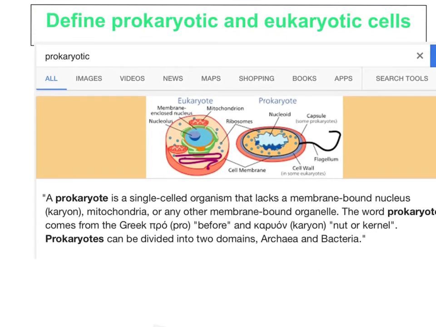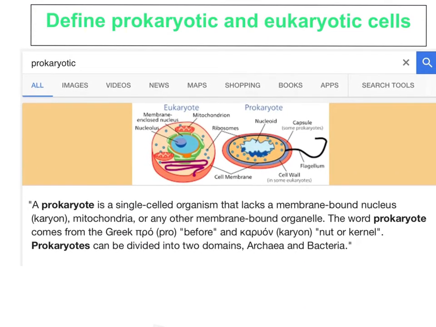Now I want you to have a go at writing your own definition for prokaryotic cells. So read through the definition from Google, pause the video for a sec, and have a go at writing it. Here we go with our keywords. You could say single-celled. They lack a membrane-bound nucleus and any other membrane-bound organelles. That would be all you'd need for this one.